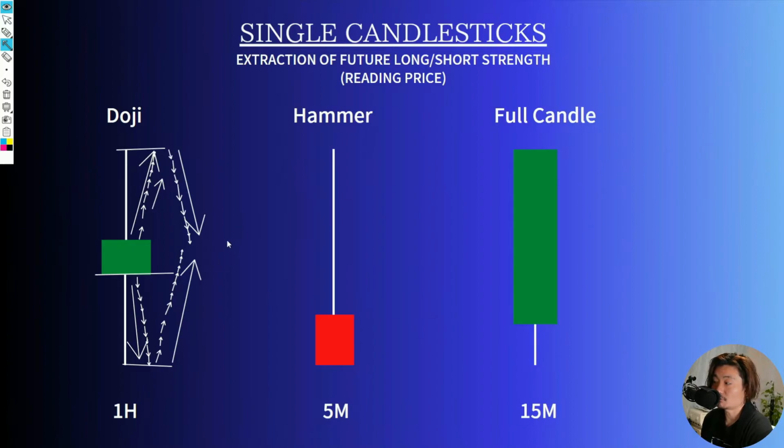And thus there is both future long and short strength in the next move of a currency pair, and thus it tells us that there will be neutrality in the next move.